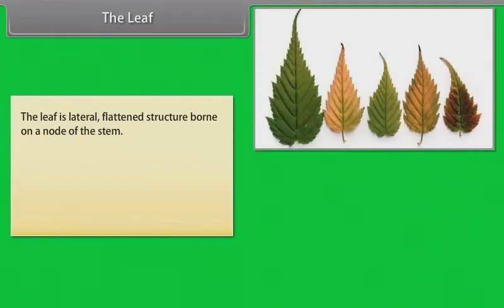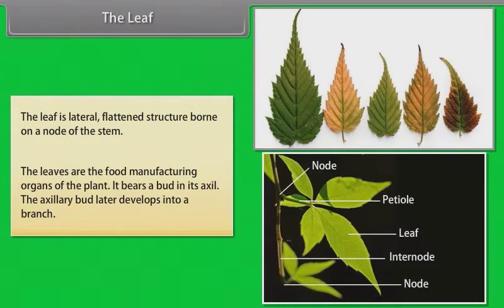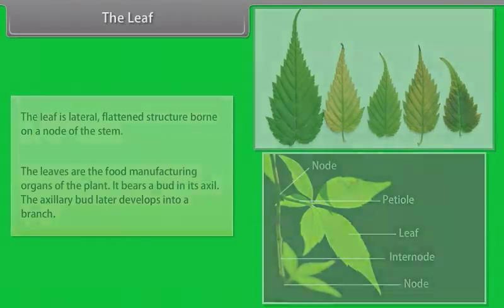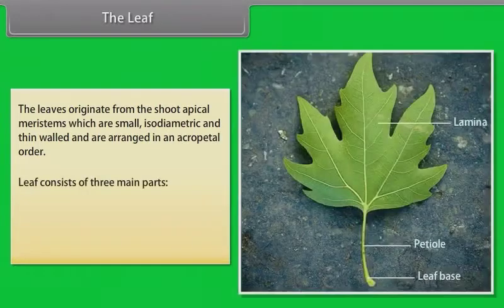The leaf. The leaf is a lateral, flattened structure borne on a node of the stem. The leaves are the food manufacturing organs of the plant. It bears a bud in its axil. The axillary bud later develops into a branch. The leaves originate from the shoot apical meristems, which are small, isodiametric, and thin-walled, and are arranged in an acropetal order. Leaf consists of three main parts: leaf base, petiole, lamina.